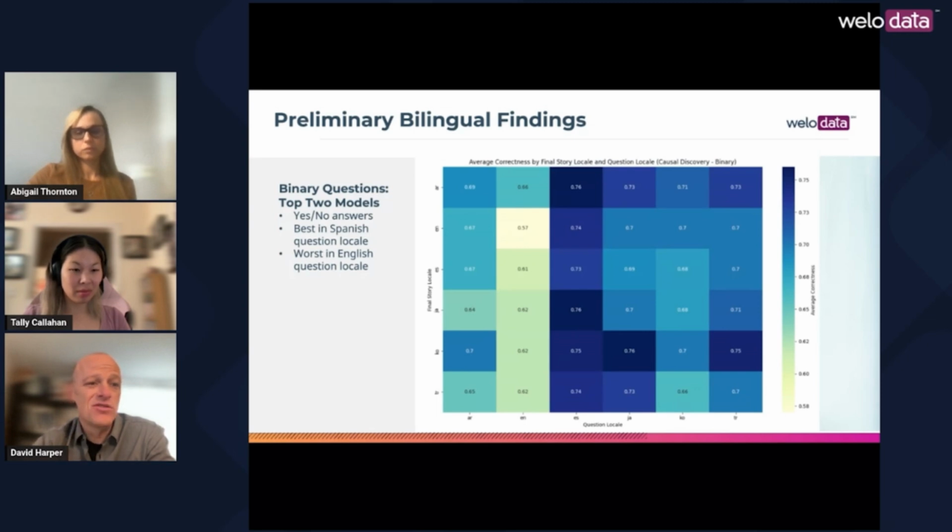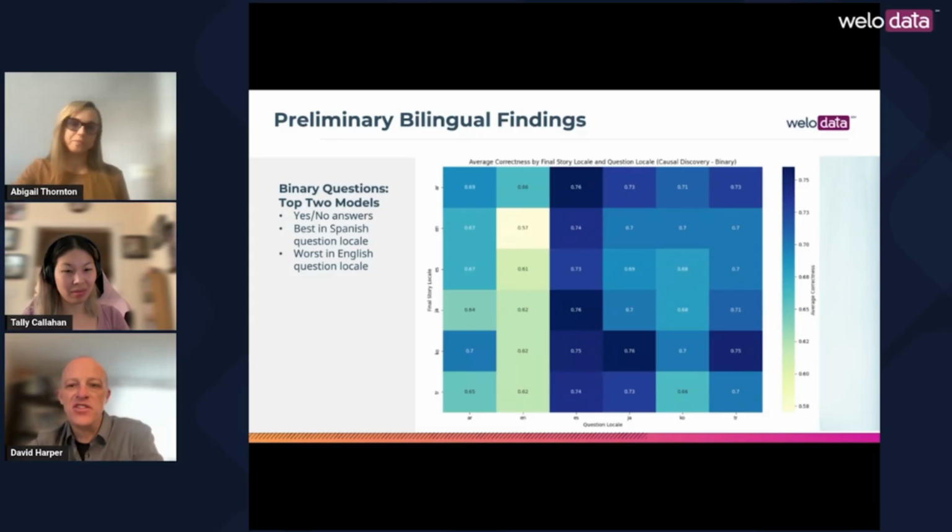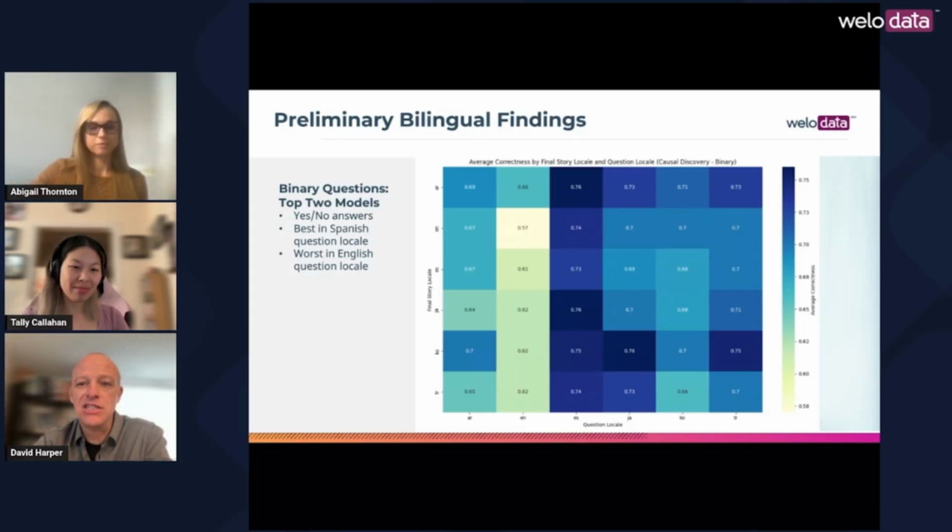So this raises a couple of interesting questions. First off, why does English do so poorly? And secondly, why is accuracy so much higher when the correct answer was no? And the answer to both questions may have a common cause. And we have a few hypotheses about this. And if you have hypotheses, we'd love to hear from you.